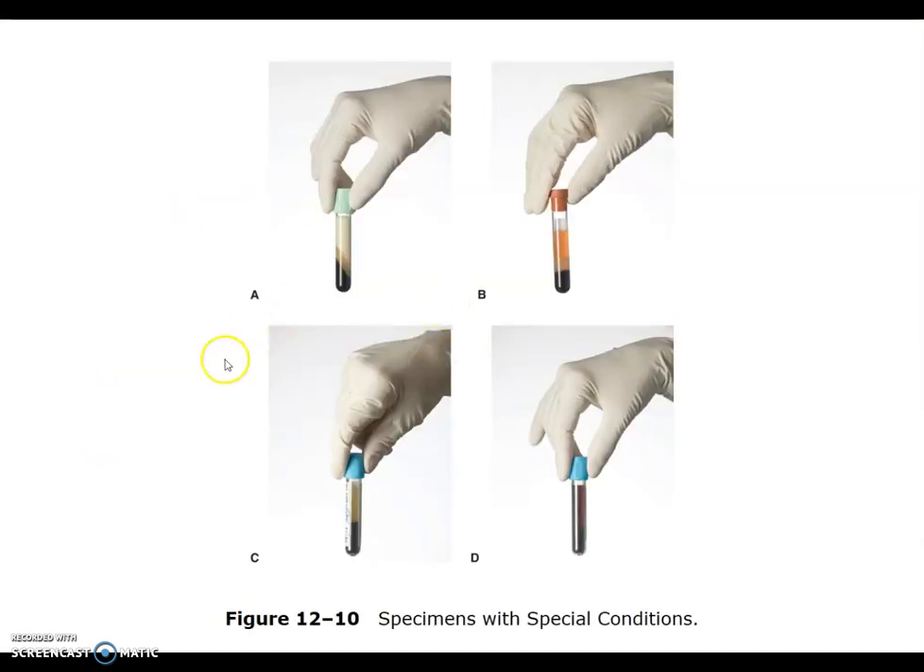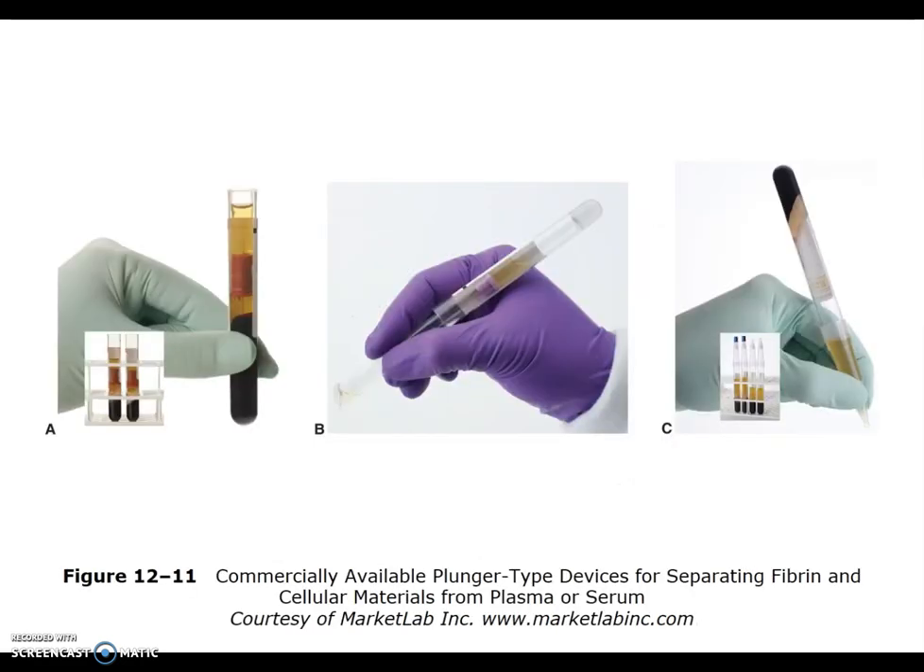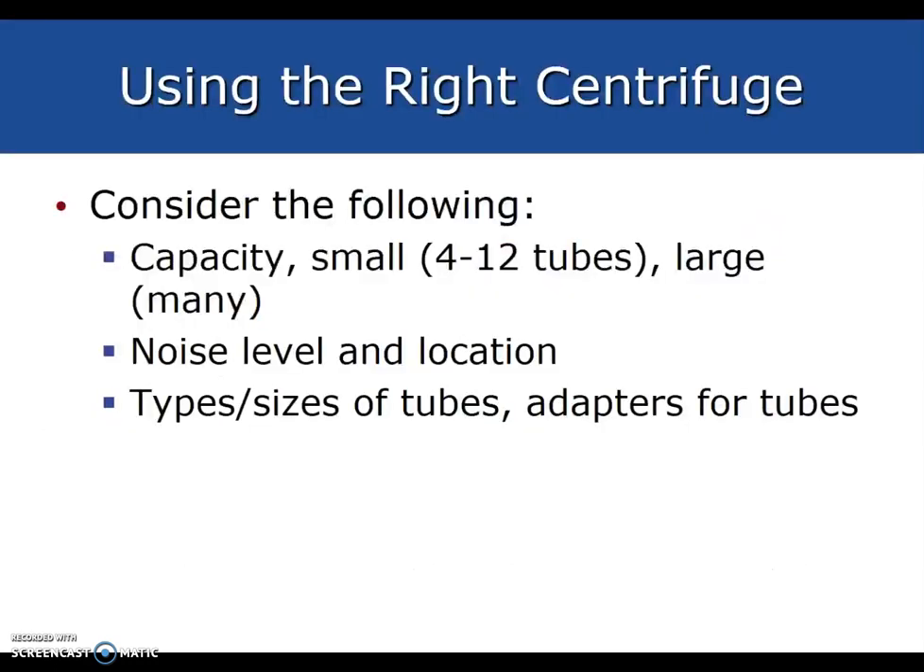And this is, again, A is lipemic, B is hemolysis, C is a tube where we can see that the plasma is separated, and then this is an example of a full whole blood tube. These are just some commercially available plungers. I'm going to have you review these next couple slides on your own.